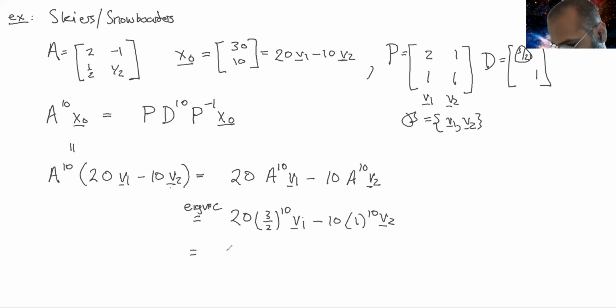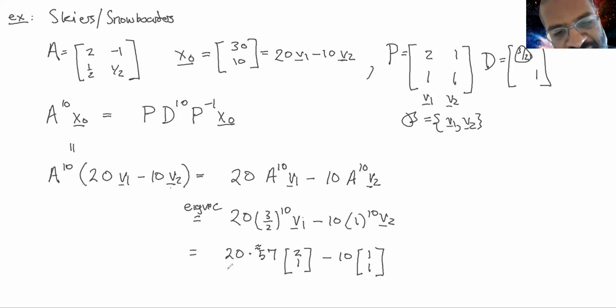So I actually did this. This is 20 times some number that's close to 57. It's not exactly 57. And V1 is this vector (2, 1) minus 10 times just 1 times the vector (1, 1). If you calculate this out, you could do the arithmetic, but the key thing I want to point out is that this number is much bigger than this number. And the reason is that the 3 halves eigenvalue got raised to the 10, and it was some number bigger than 1.